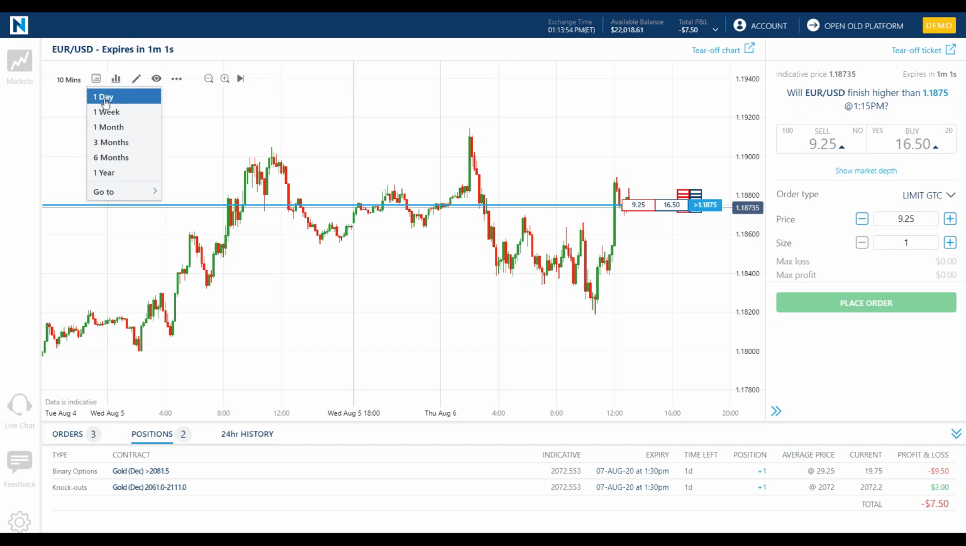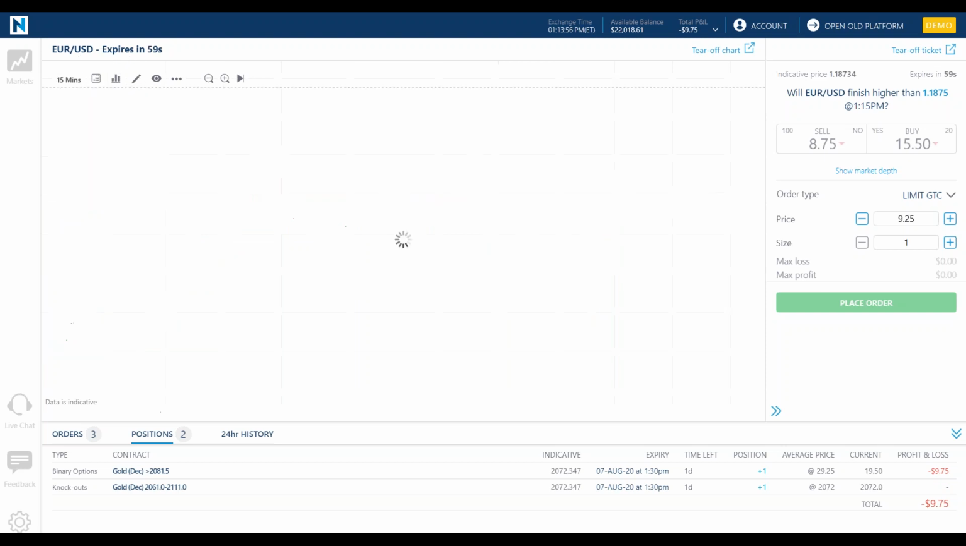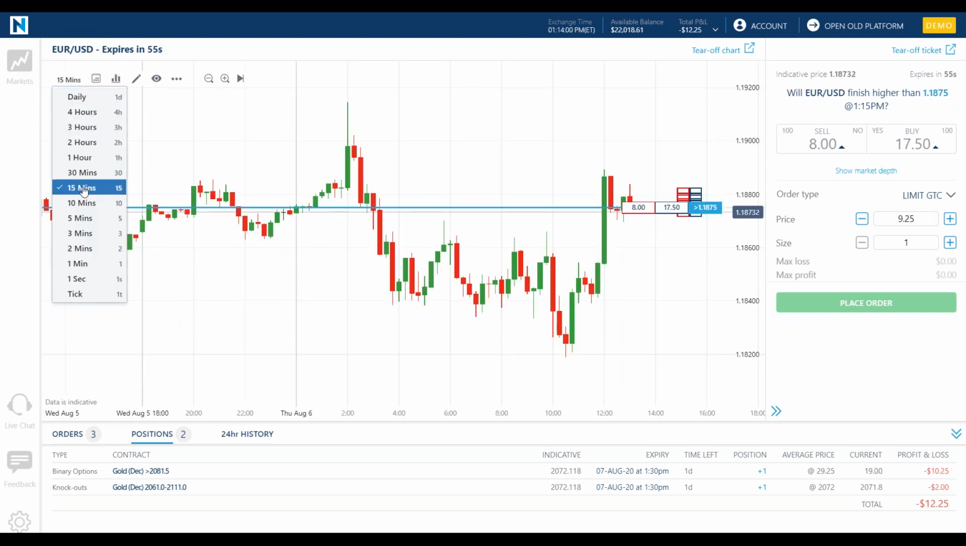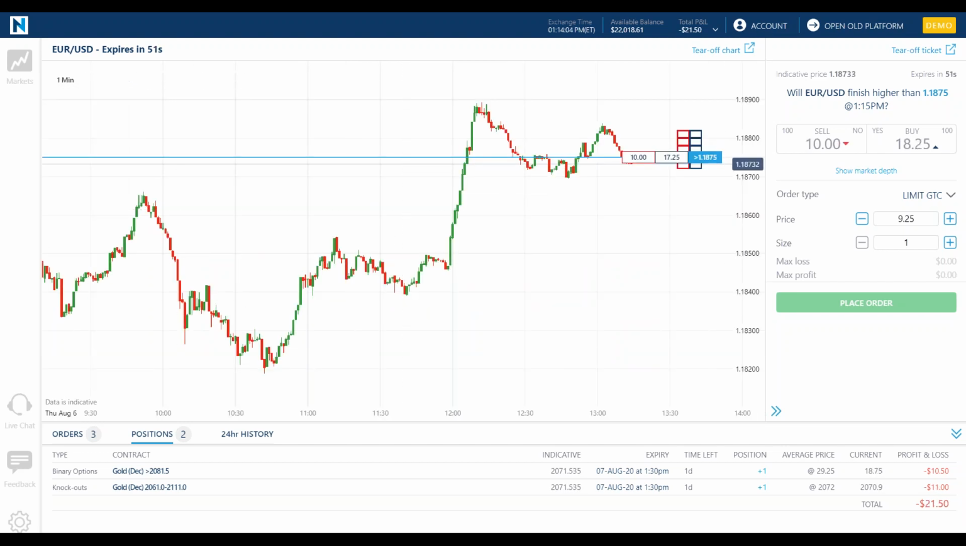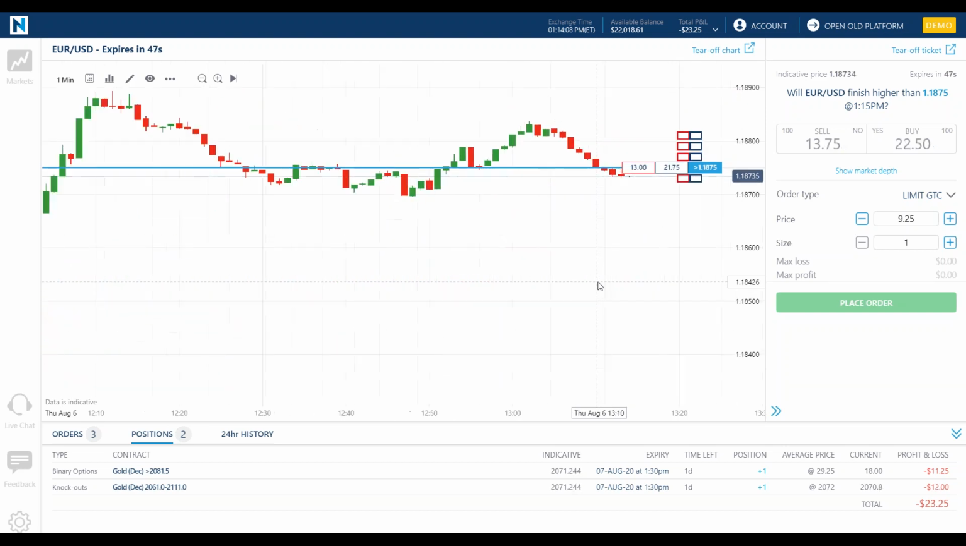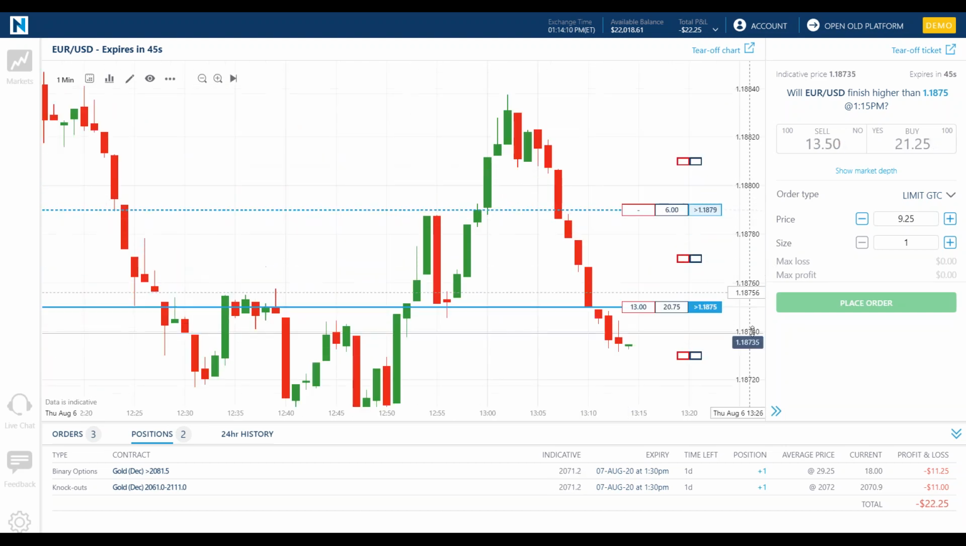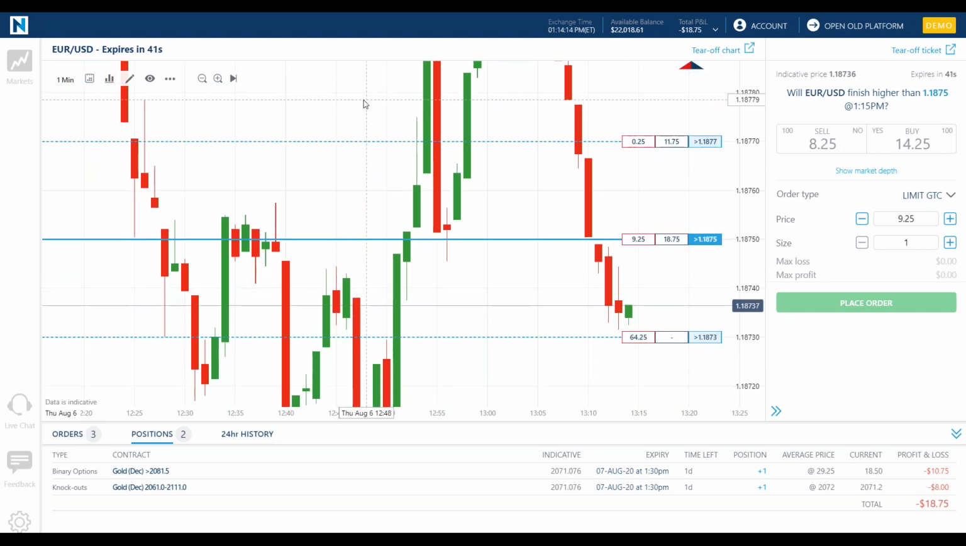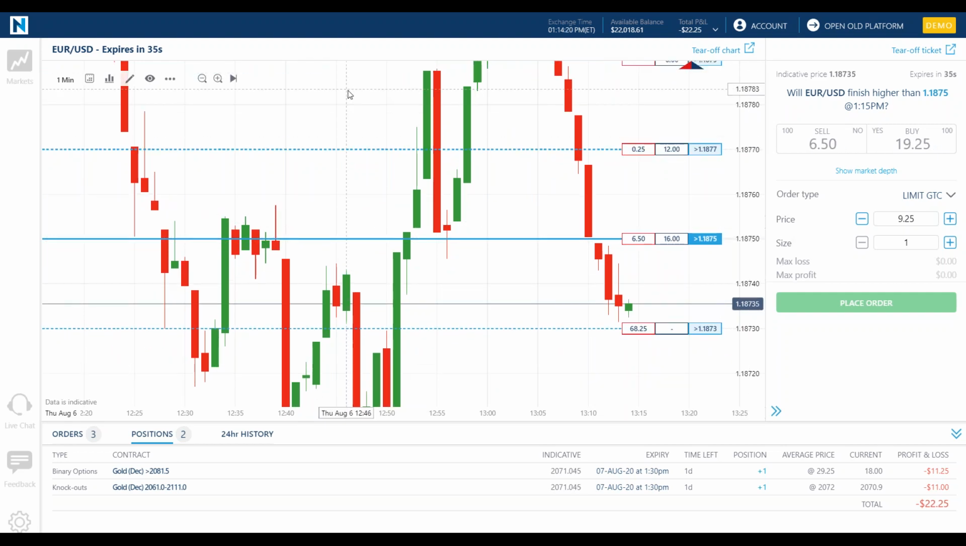So let's look at a 1-day chart. Because these are short term, I'm just going to go ahead and make this a 1-minute tick chart. And we can zoom in a little bit here, and let's give ourselves some space. I'm going to come back to this in a second.